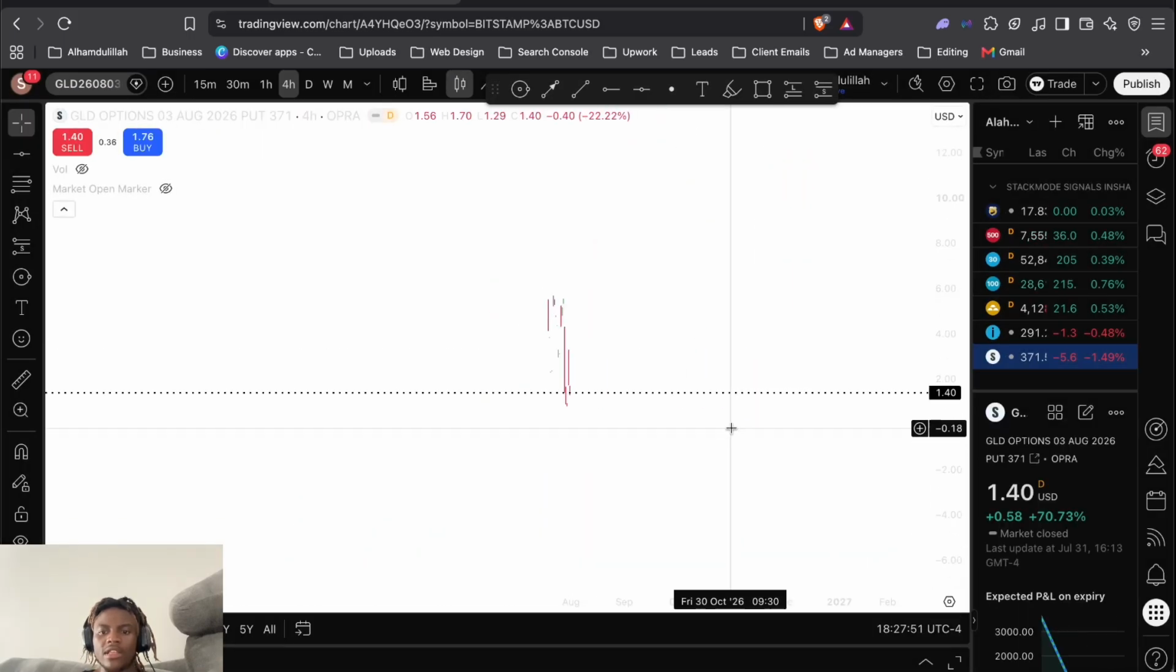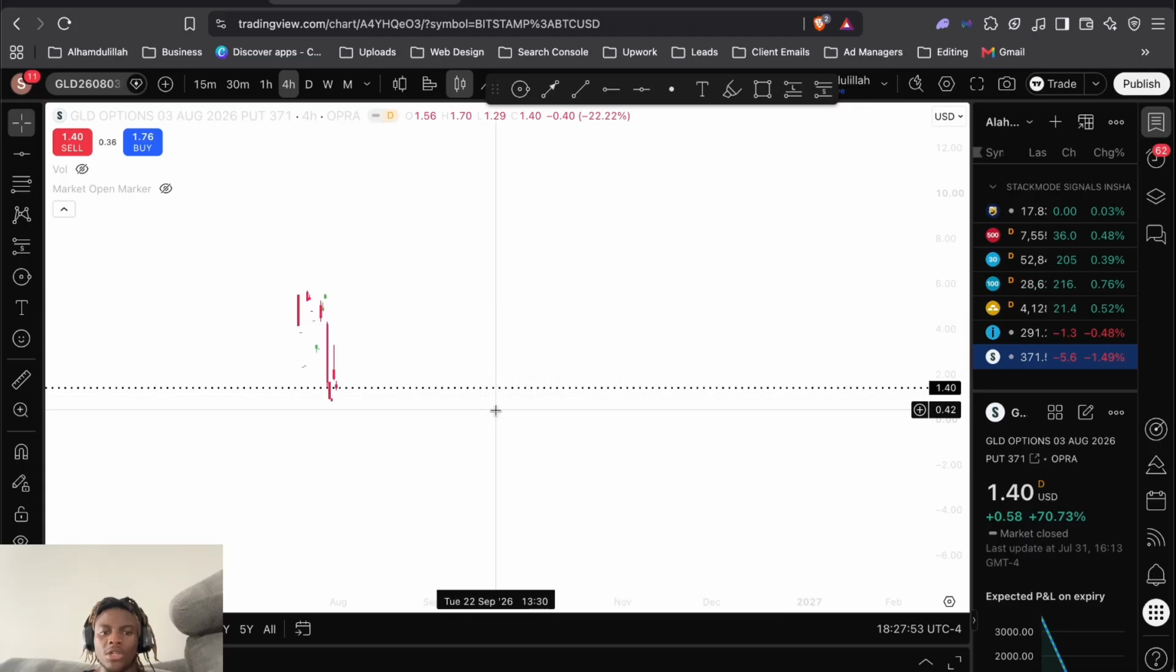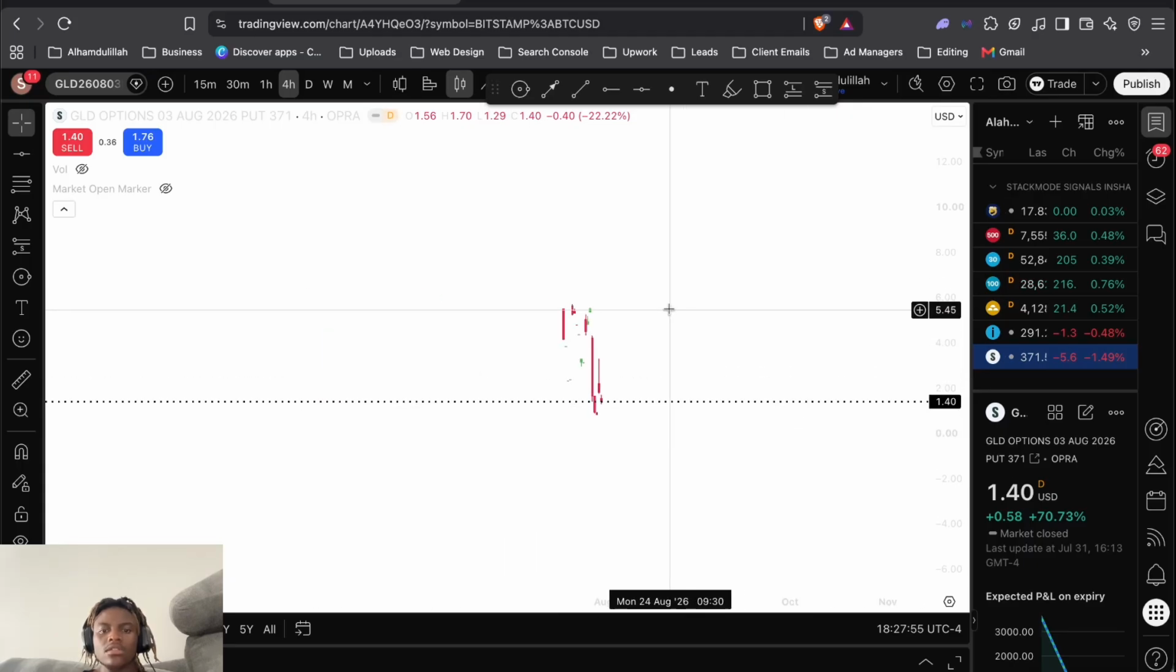So here, let's say I just went down to the puts. I could see they were able to make a bag. The contract started at $5.70 and then went from $78. So that's making $500 profit.